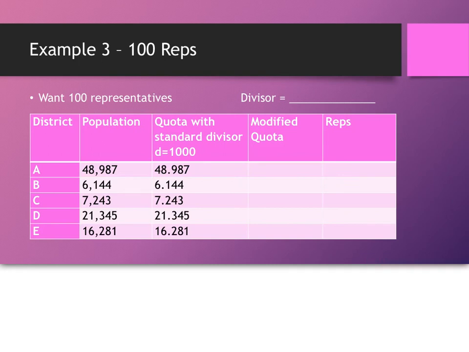Now, let's take this 100 representatives sample. I want you guys to try to get a divisor, a modified quota, and the number of representatives using Jefferson's method with this example. All right, so push pause on the video, try to do it, and then come back.